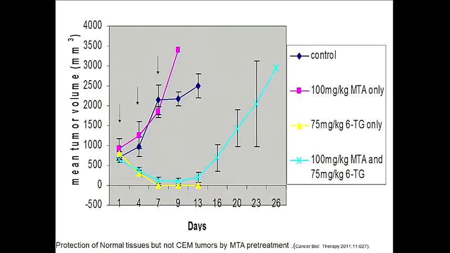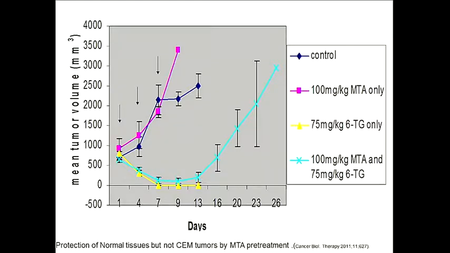In an experiment that we published in Cancer Biology and Therapeutics, we did the same experiment in mice bearing the CEM tumor. What this slide shows is that in mice treated with MTA alone, or control mice, the tumor grows very rapidly. Starting treatment when the tumors were fairly large with 6-thioguanine alone resulted in good tumor regression, but the animals died from toxicity, given every 4 days for 3 doses.